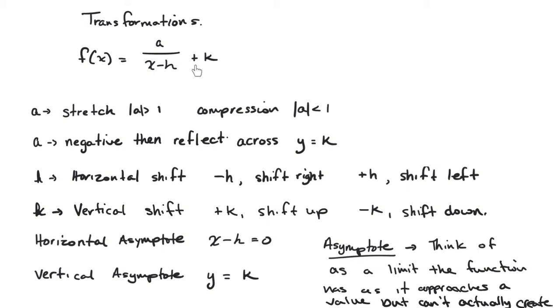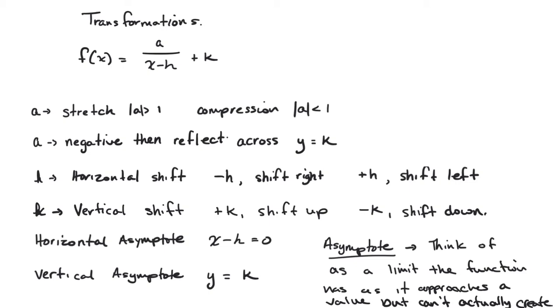And then the vertical shift works exactly as it sounds. If you have plus k, it shifts up, and if it has minus k, the graph will shift down. The other thing that's new to many of you will be this idea of an asymptote. An asymptote is an undefined value, a value that the function can never actually use. If you plug it in, it will make an error in the function. It will make it undefined.